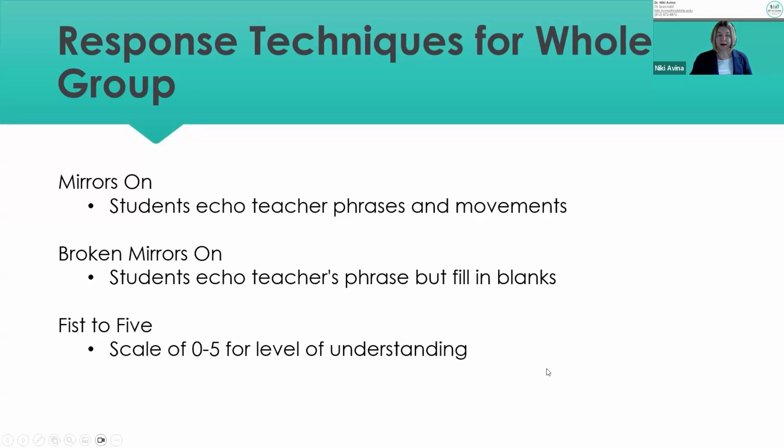There's also things like fist to 5. Show me on a scale of 0 to 5 how well you're understanding this topic. Is it 0, I'm totally lost, or 5, get out of the way, I could teach this class for you? Sometimes we do secret showings of fist to 5 where you ask your students or participants to hold it closer to their chest so there's more privacy. Sometimes you have some who put up their 0 proudly or their 1 proudly. With littler students, you always want to remember to let them know 1 finger with their pointer finger so that you don't end up getting a whole class of middle fingers, right? So those are some great response techniques for the whole group.